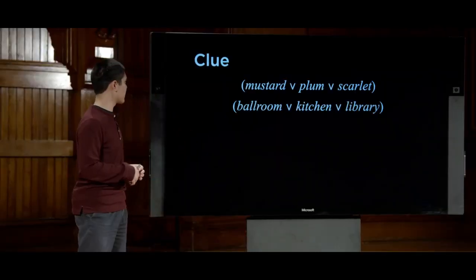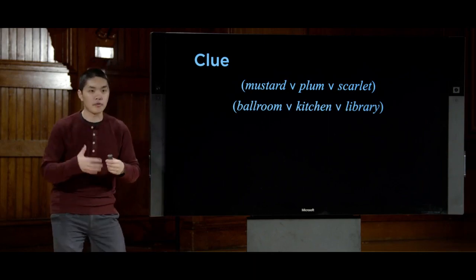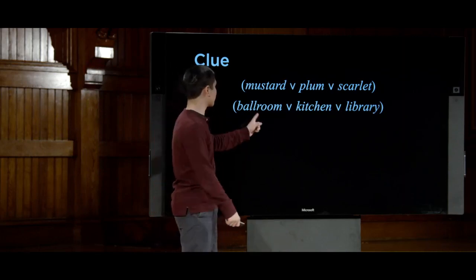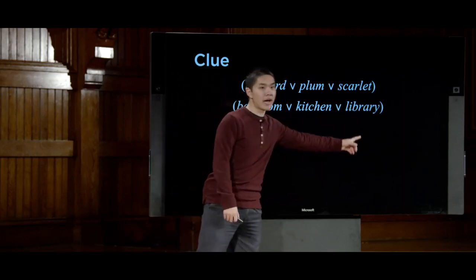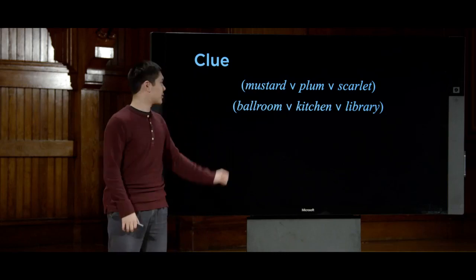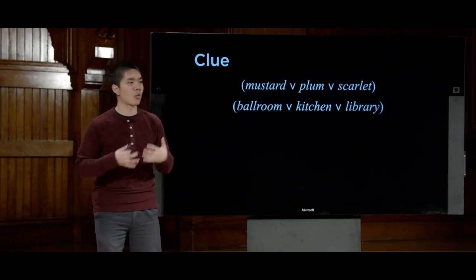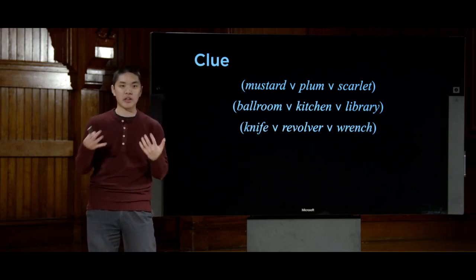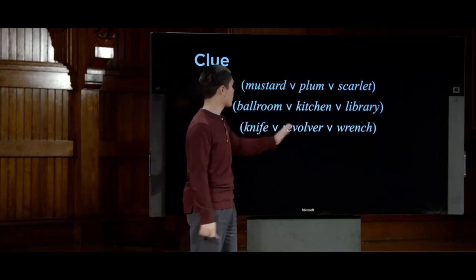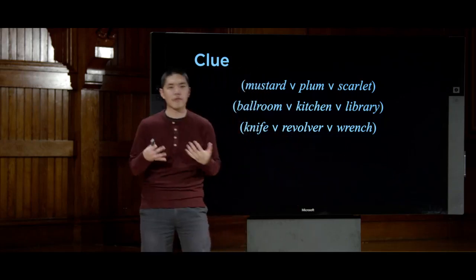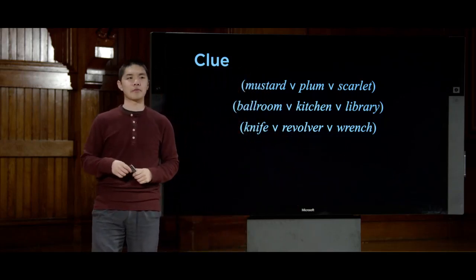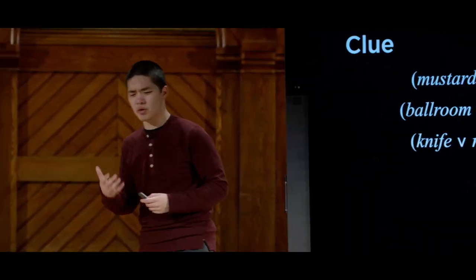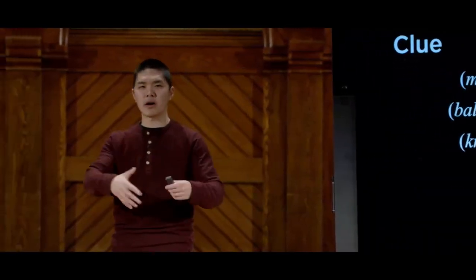What other information do we know? Well, we know that one of the rooms must have been the room in the envelope, that the crime was committed either in the ballroom or the kitchen or the library. Again, right now we don't know which, but this is knowledge we know at the outset, that one of these three must be inside the envelope. And likewise, we can say the same thing about the weapon, that it was either the knife or the revolver or the wrench, that one of those weapons must have been the weapon of choice and therefore the weapon in the envelope.